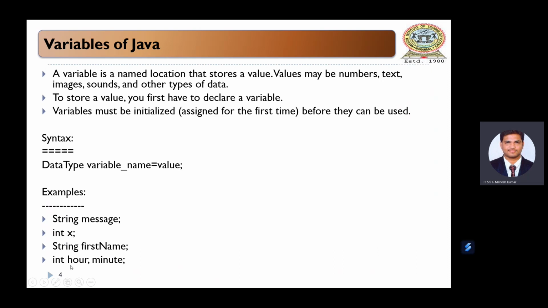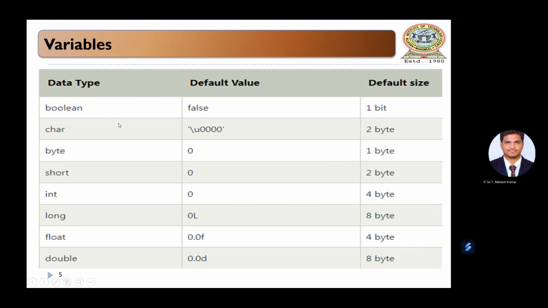Next, we can also declare multiple variables of the same type like this, by using the comma operator. See here, hour and minute are two different variables of int type, so directly we can declare like this. These are the different data types we already know: boolean, char, byte, short, int, long, float, double. These are the default values for these data types, and this is the default size. When you declare a variable using any one of these data types, this much size is allocated for you.